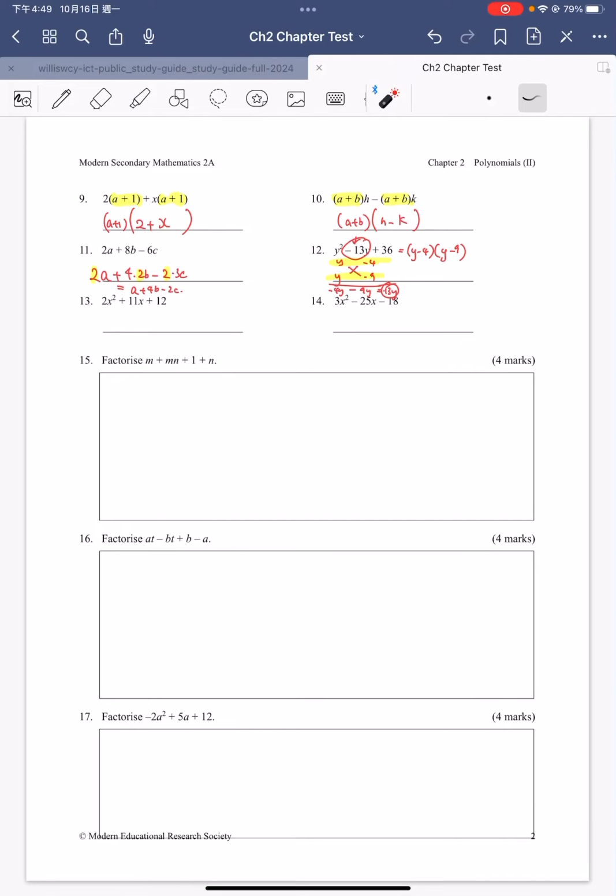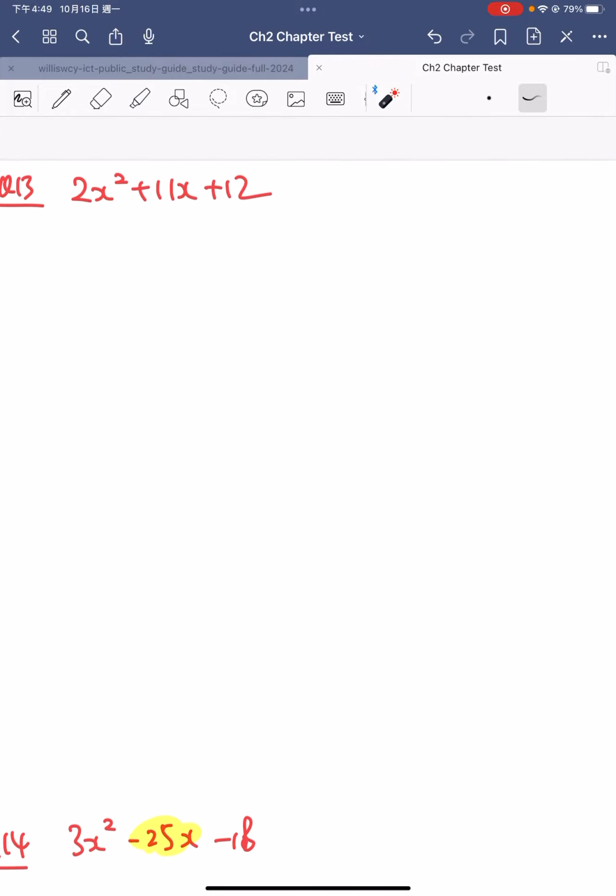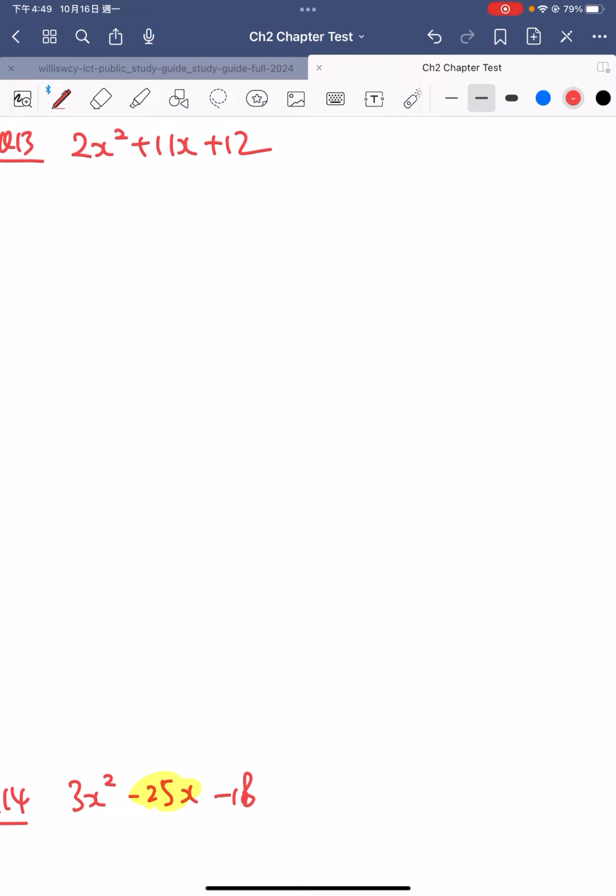So now we're going to do question 13, 2x squared plus 11x plus 12. We've got two methods to do. The first one is the cross method. The second one is to use the calculator. So now I'm going to use the cross method to do it first.